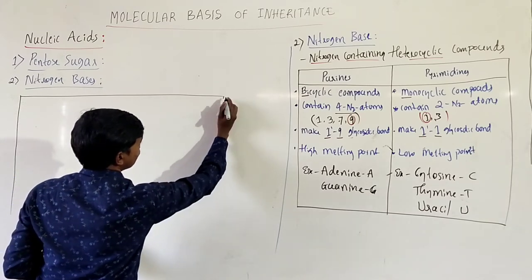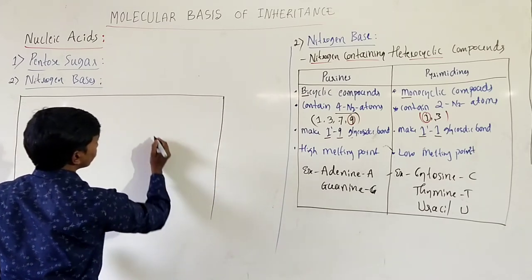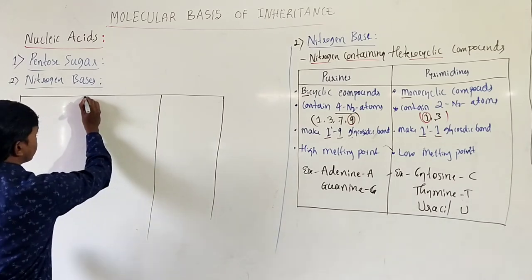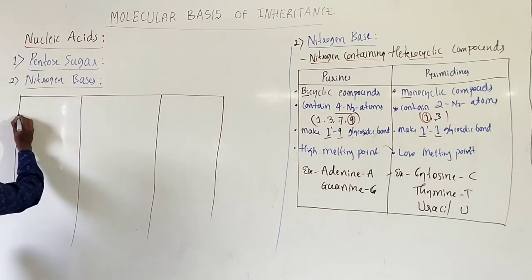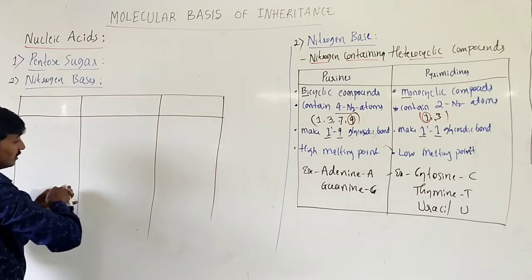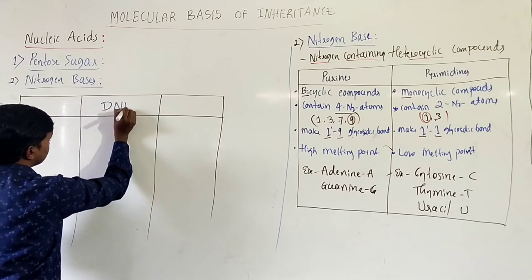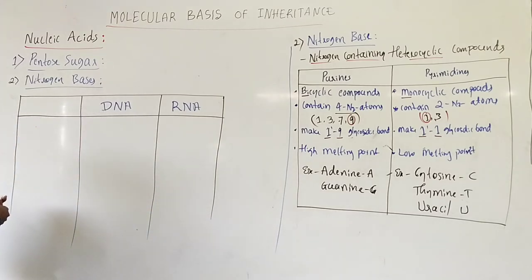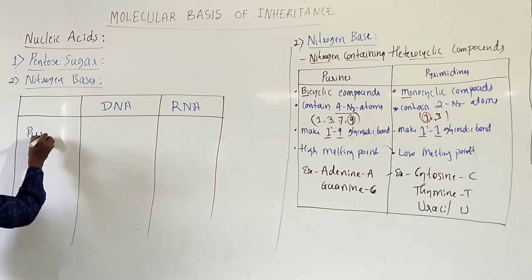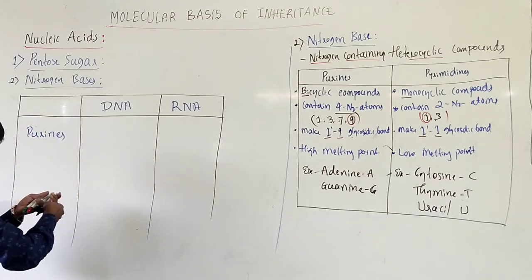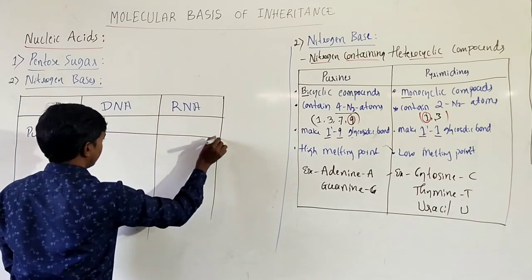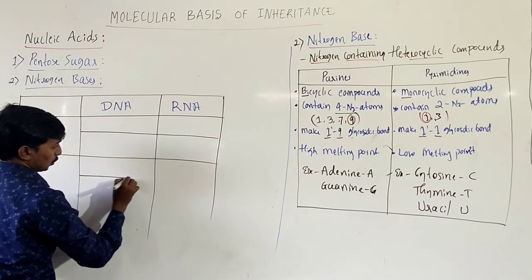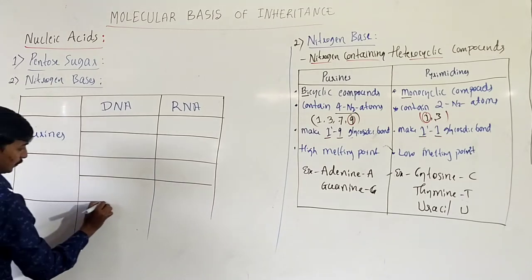First column for writing purines as well as pyrimidines. This one is for DNA, and this one is for RNA. There are two purines and two pyrimidines in DNA. Look at the table properly so that we can avoid confusion throughout the chapter.